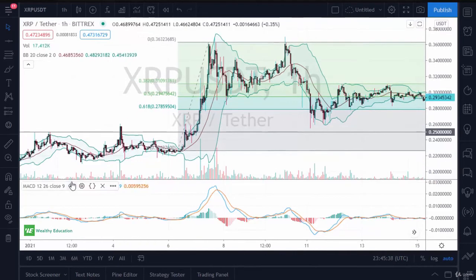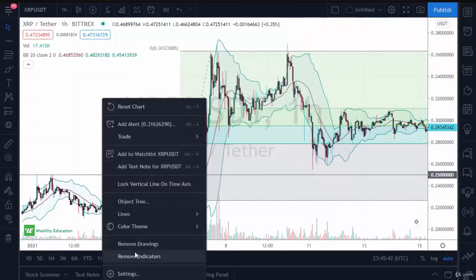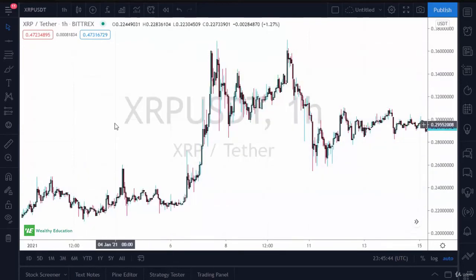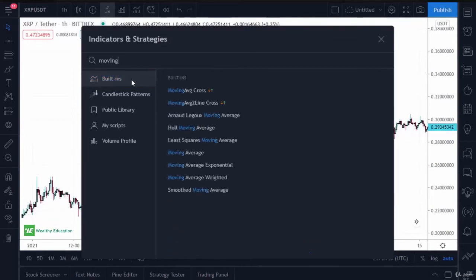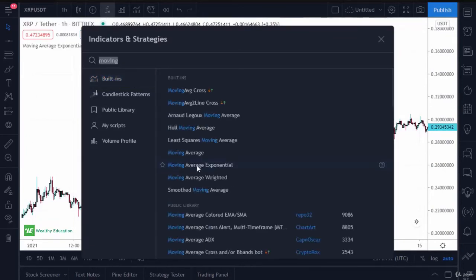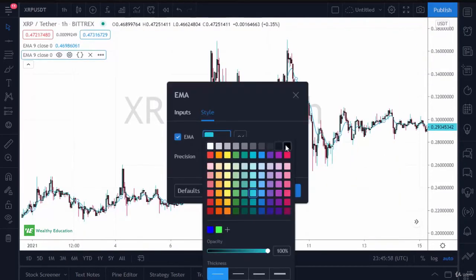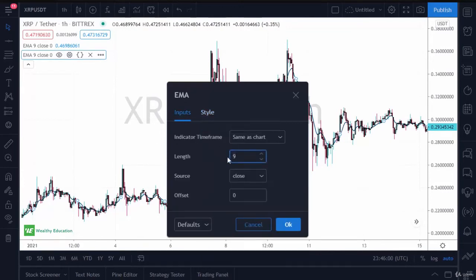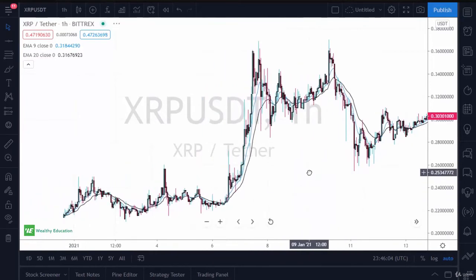A cryptocurrency like Ripple is going to be a little bit different in the sense that it has micro movements. It has a lot of micro movements. So let's do a couple of moving averages. Exponential. Let's make this black for the 20. And then you can go into that cross system.